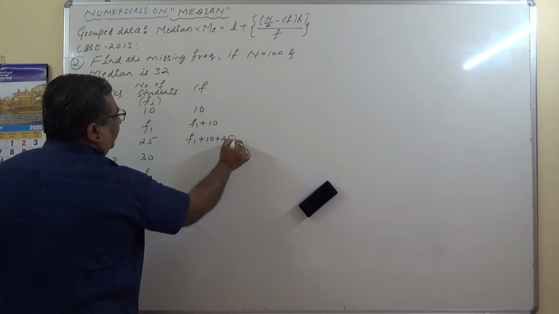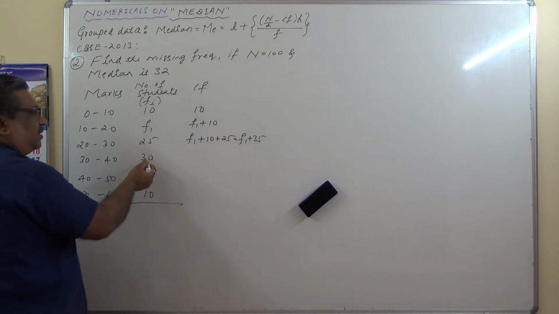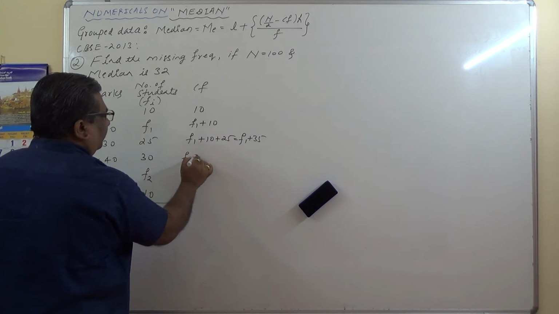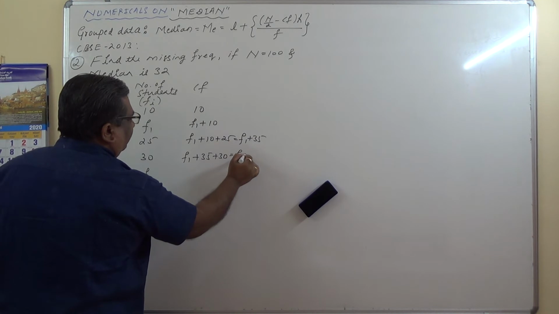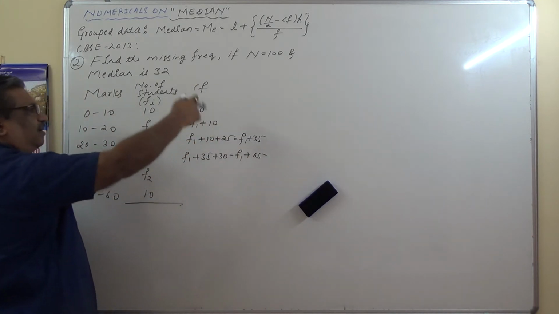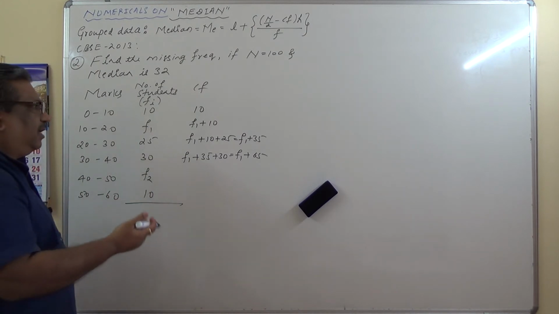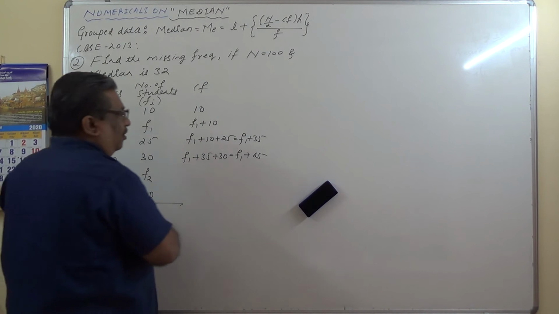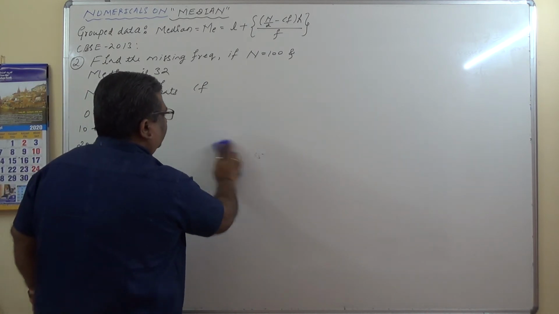So how much will this be? F1 plus 35. So this one is F1 plus 35 plus 30, which is equal to F1 plus 65. These things you can work out on the rough side and then post it over here. In that case the table appears to be quite good. So I'll write that way so that you also will follow the same method.